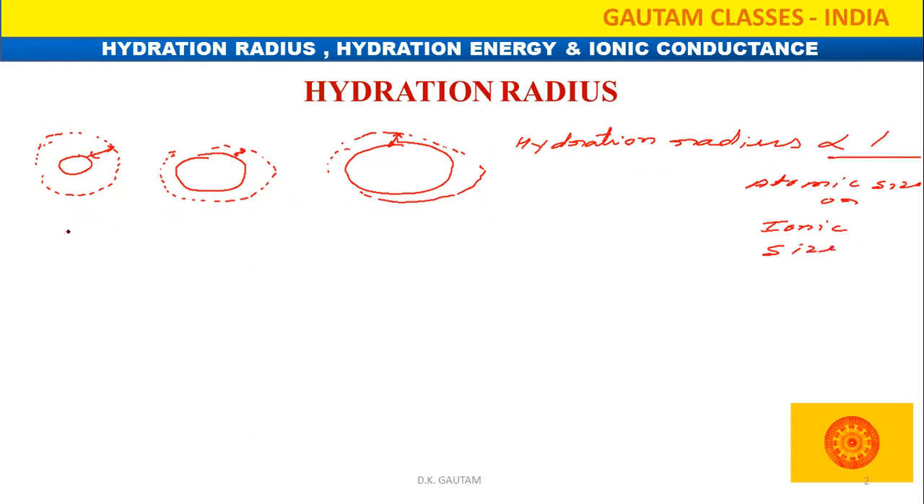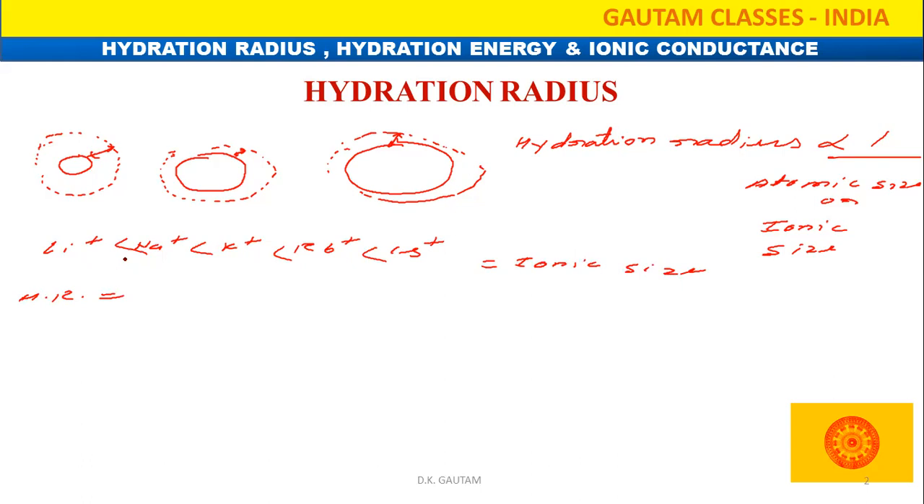So look, if I give the order lithium ion, sodium ion, potassium ion, rubidium ion, and cesium ion, what about the ionic size order and what about the hydration radius? The hydration radius order will be here, because the ionic size order is that one. I already taught you how we arrange the ionic radius. Now the question is, what about the hydration radius?